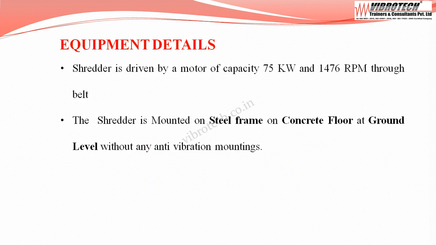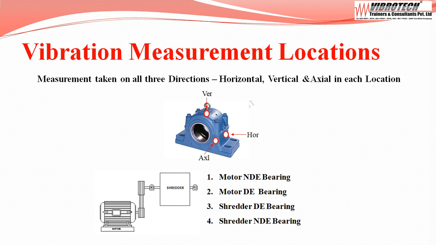The shredder we are going to see is driven by a motor of capacity 75 kilowatts and 1476 RPM through a belt. The shredder is mounted on a steel frame on a concrete floor at ground level without any anti-vibration mountings. Vibration measurements are taken in all three directions: horizontal, vertical, axial, in each location.